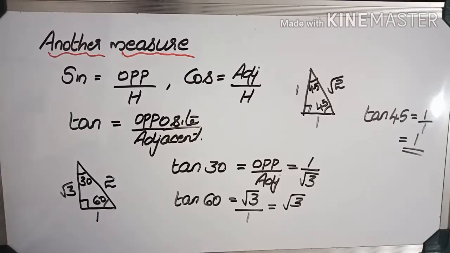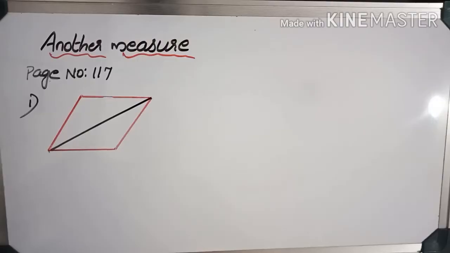So now let's move on to problems. Page number 117. First question. One angle of a rhombus is 50 degree and the larger diagonal is 5 centimeter. What is its area? In this question, the figure is not given. We have to draw the rough figure by using the given clues. Here it is given that the figure is a rhombus with one angle as 50 degree.